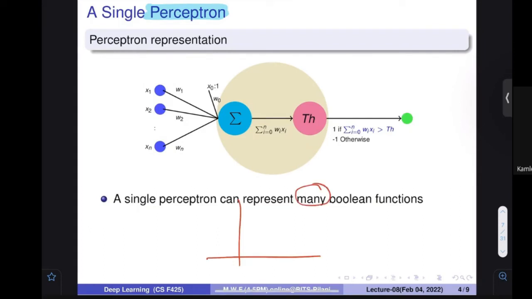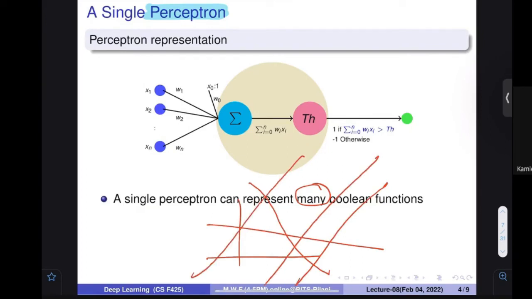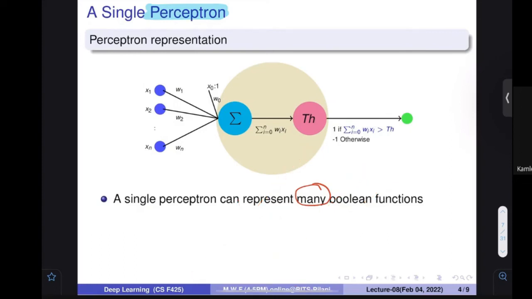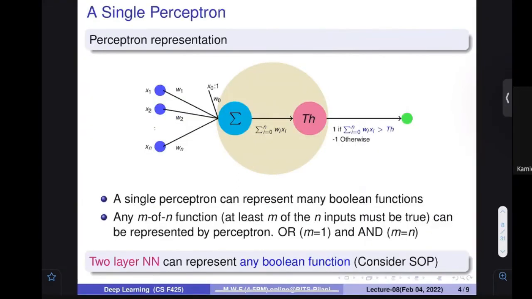Based on the parameters. If I set the parameters, then it could be this line or this line or this line, any other line. So based on the parameters, it represents a line, and one side is positive and the other side is negative, so therefore it is a Boolean function. Any m of n function can be represented by the perceptron.